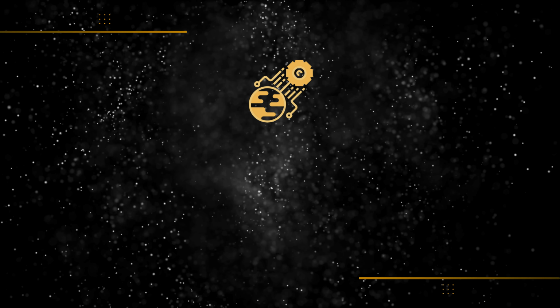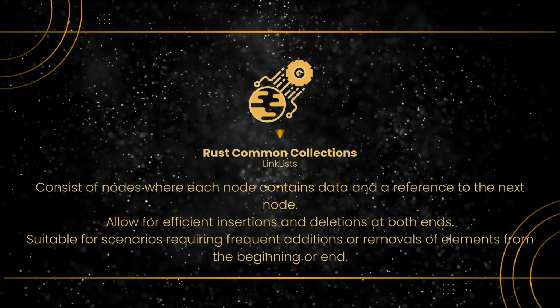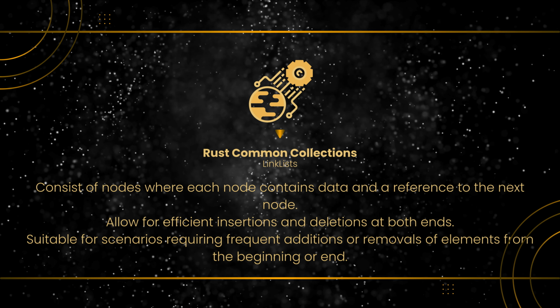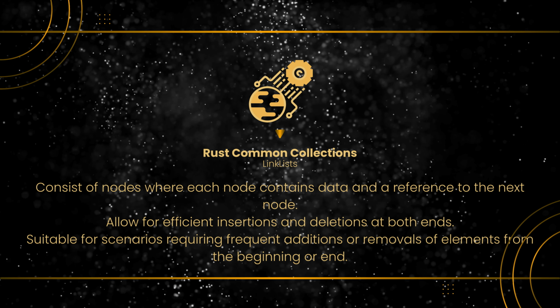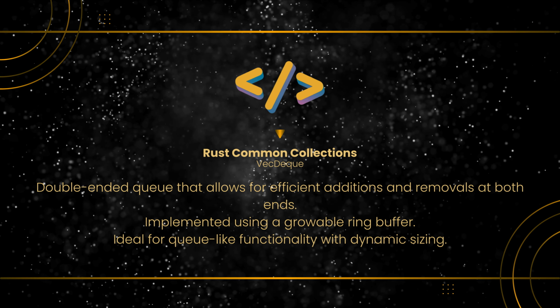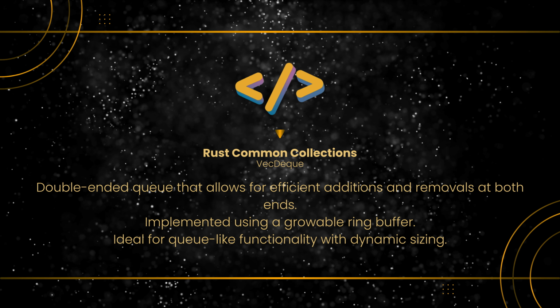Linked lists consist of nodes where each node contains data and a reference to the next node. They allow for efficient insertions and deletions at both ends, and they're suitable for scenarios requiring frequent additions or removals of elements from the beginning to the end. VecDeque is a double-ended queue that allows for efficient additions and removals at both ends, implemented using a growable ring buffer and ideal for queue-like functionality with dynamic sizing.